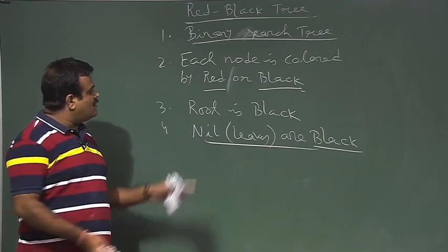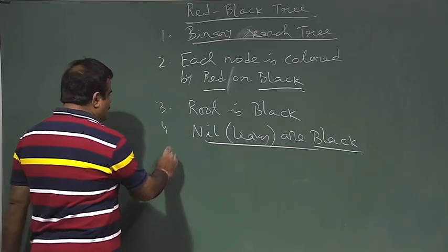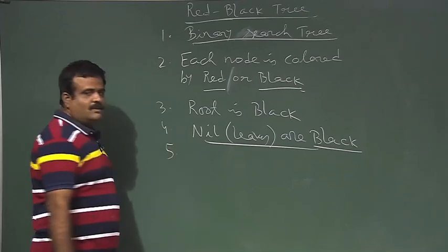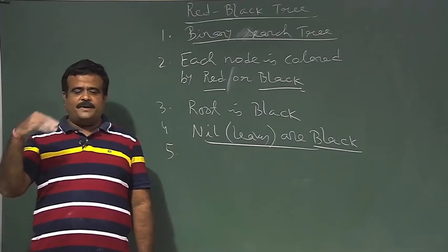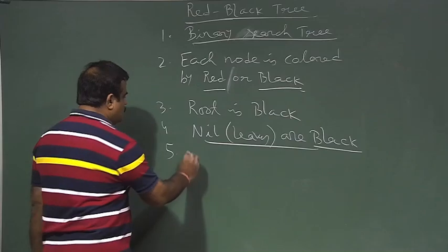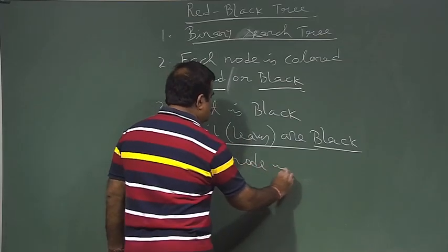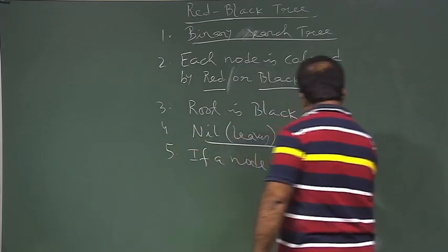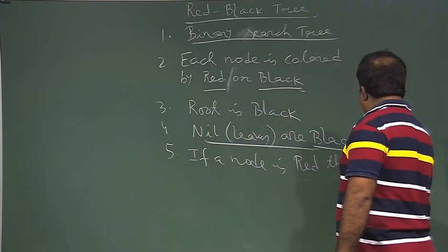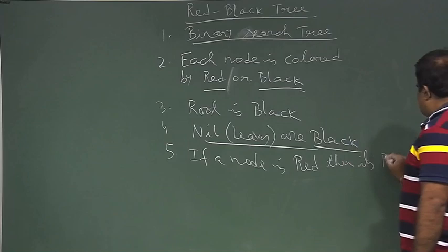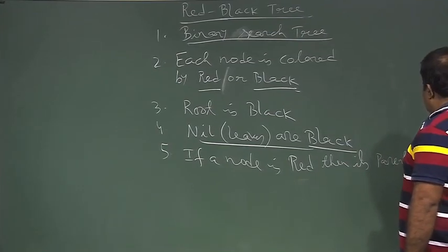So, nils are black, and the next property is: if a node is red, then its parent must be black.